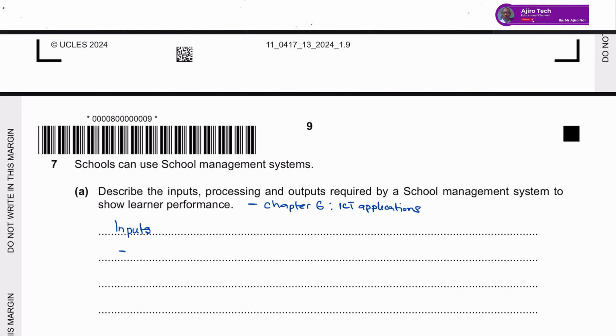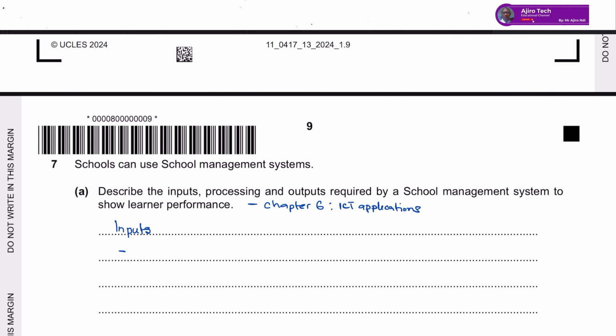All right. The school can use a school management system. Describe the input, processes and output required by a school management system to show learners' performance. So I talked about the fact that this is from chapter 6, ICT applications, and under it is the school management systems, and it has different tasks in the day-to-day running of the school. It can be used for registration and attendance records of students, for student performances, and for computer aided learning.